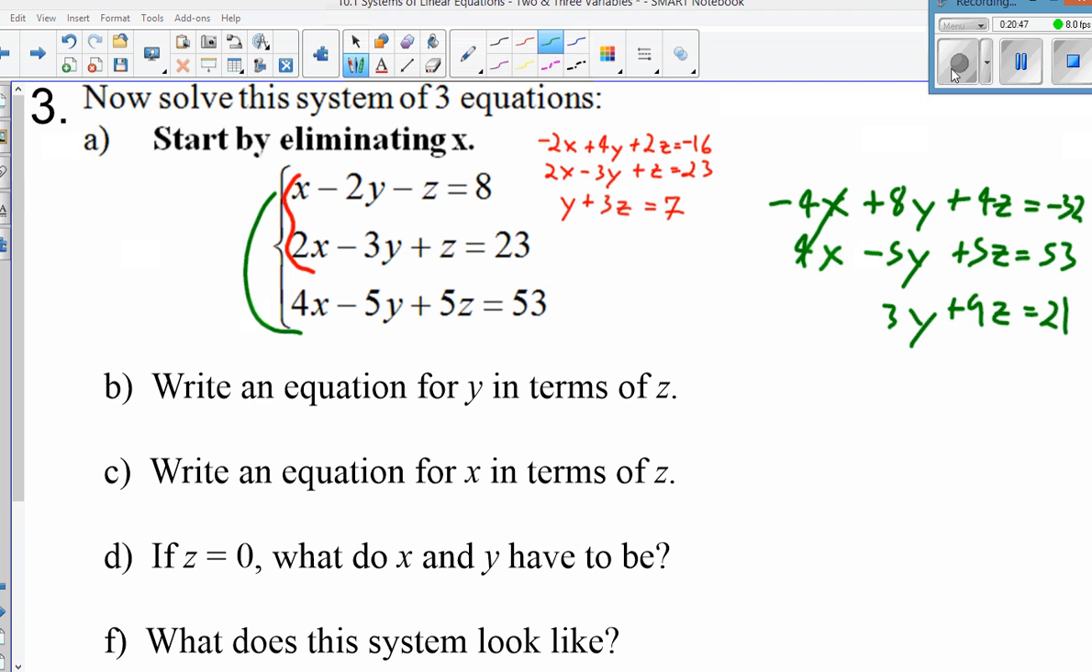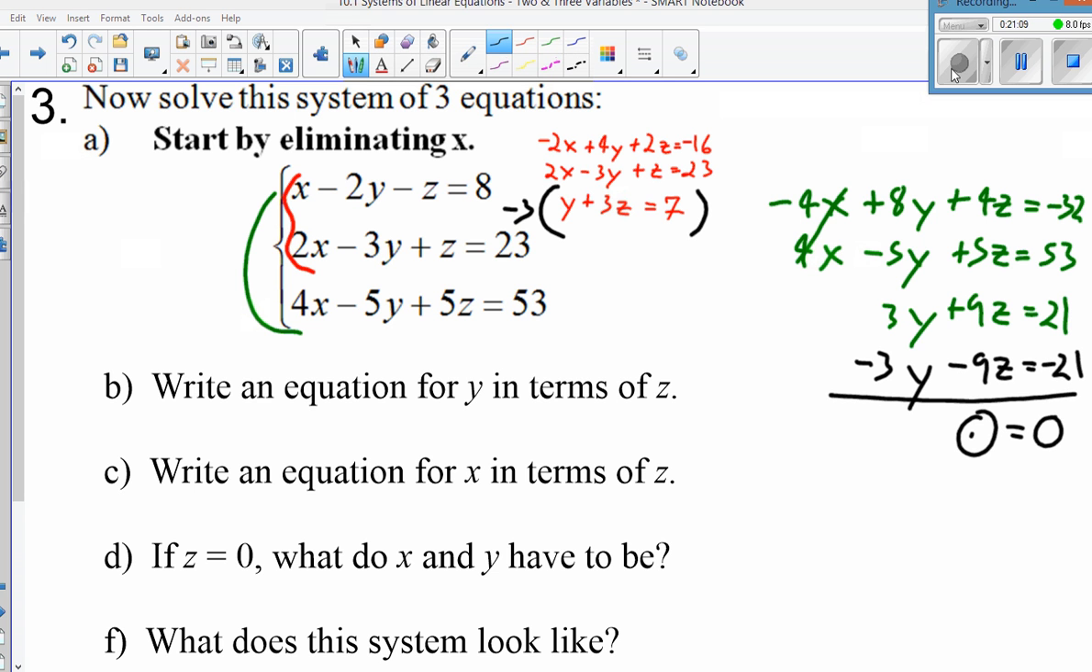Well, if you look at this equation, the first two equations, and I want to try and eliminate these, I'm going to multiply this one by -3. So notice I get negative 3y minus 9z equals negative 21. They're opposite equations. I add them up. I'm going to get 0 is equal to 0. Again, it's a true statement, so I know it's consistent, but it is dependent.